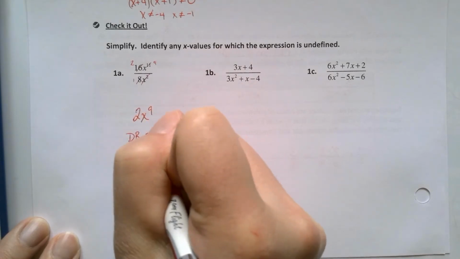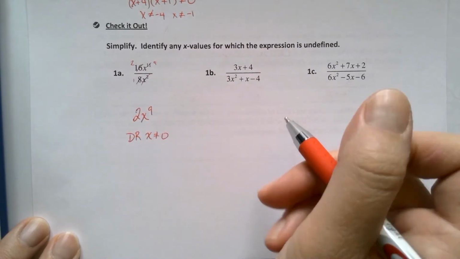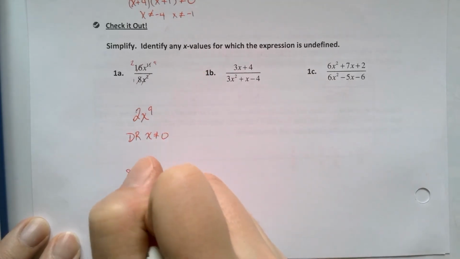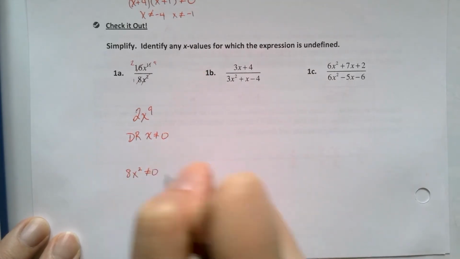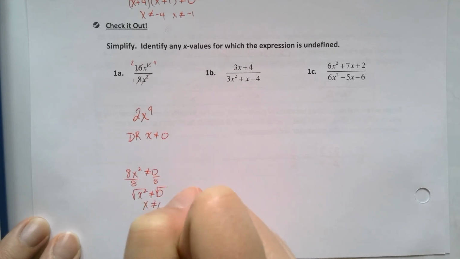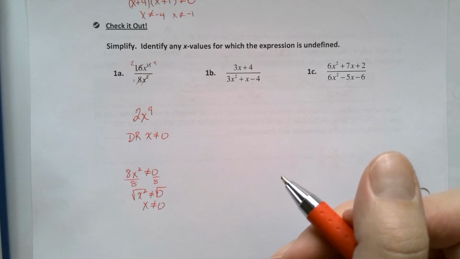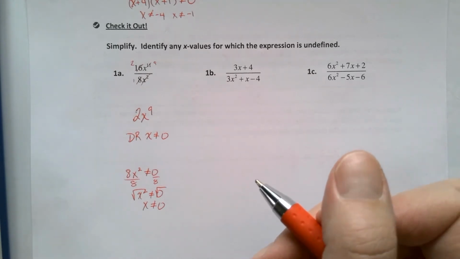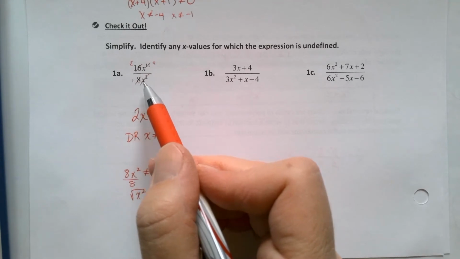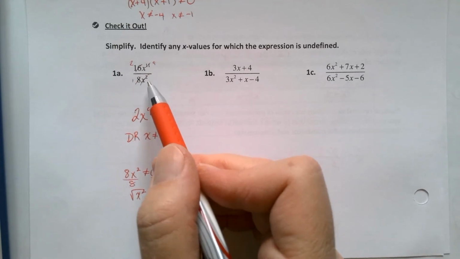X cannot be 0. Okay, where did I get that domain restriction? That denominator, 8x squared, cannot equal 0. So divide both sides by 8. X squared cannot equal 0. Take the square root, and there you go. X cannot equal 0. One of the things that most people have a realization about pretty quickly is if it's just a number times a variable, just a variable in a product, no addition or subtraction, then the domain restriction is 0.